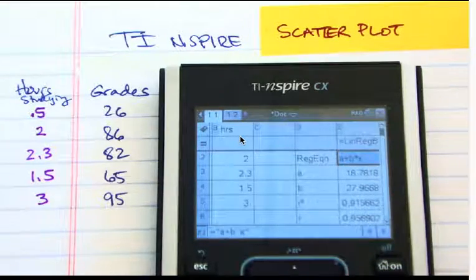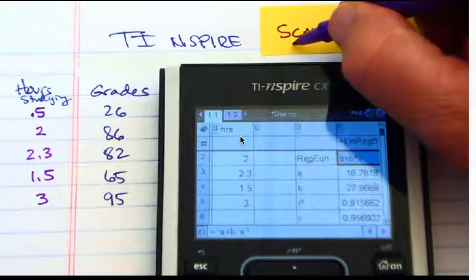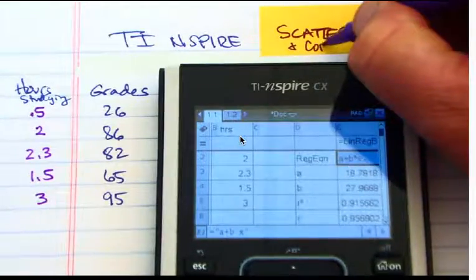All right, well, that's making a scatter plot, and turns out we got correlation in there too.